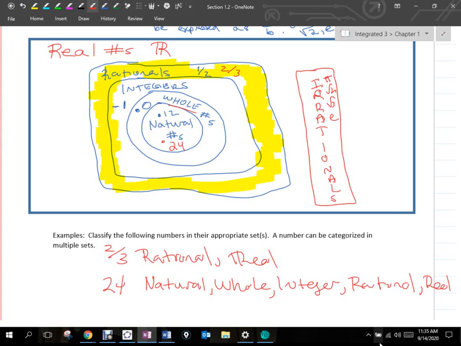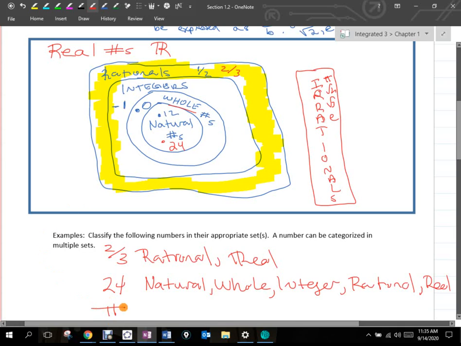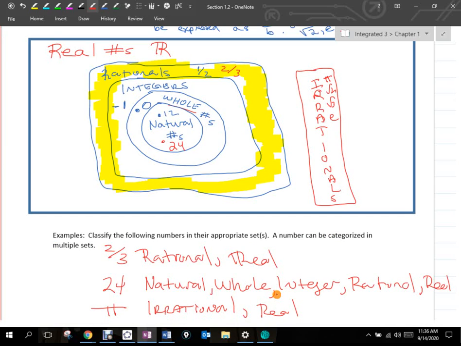What about pi? If I say pi is irrational, right? So if it's irrational, irrationals are part of this big blue box, so it is also real. So whenever you identify something as irrational, you'll also be able to say it's automatically real. All of these, no matter where I put a number up there, it's automatically going to be real. Okay. You guys remember talking about that in other classes before? A little bit? Okay.